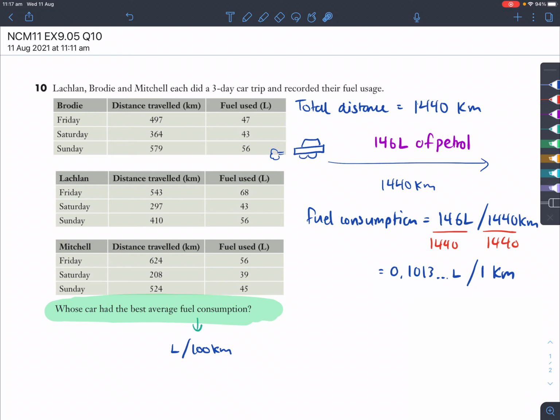But now you've got to convert this number here to 100. So you've got to times this by 100, and that means multiplying that by 100. So I've got this on my calculator at the moment. I'm going to multiply that by 100, and that will give us 10.138 and so forth liters per 100 kilometers, right?